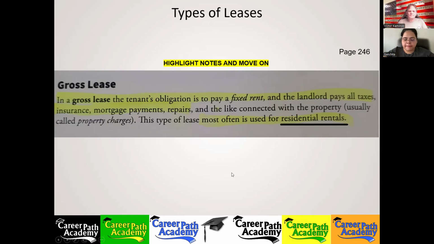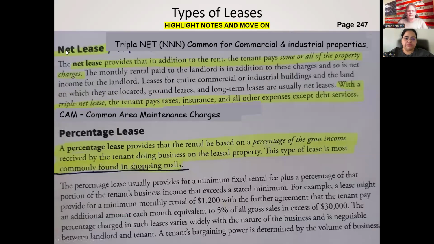Okay. Now, in a net lease, you could also write next to that triple net or NNN, common for commercial and industrial properties. Now, net lease provides that in addition to the rent, some or all the property charges are paid by the tenant. With a triple net lease, the tenant pays all the property charges except for the debt services. So here underneath that, write CAM, Common Area Maintenance Charge. That's what CAM stands for, and it's nowhere in the book, so you might as well pencil it in, what CAM is.